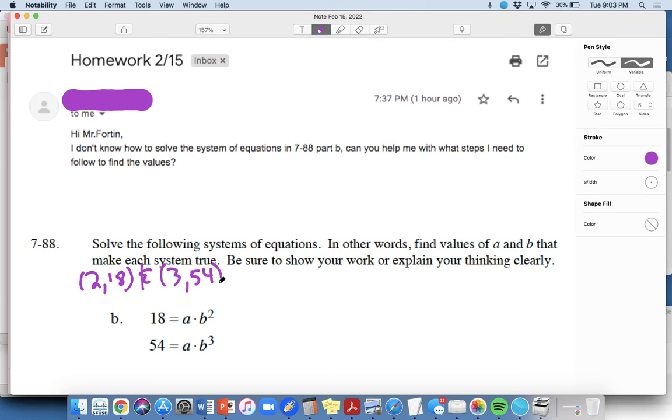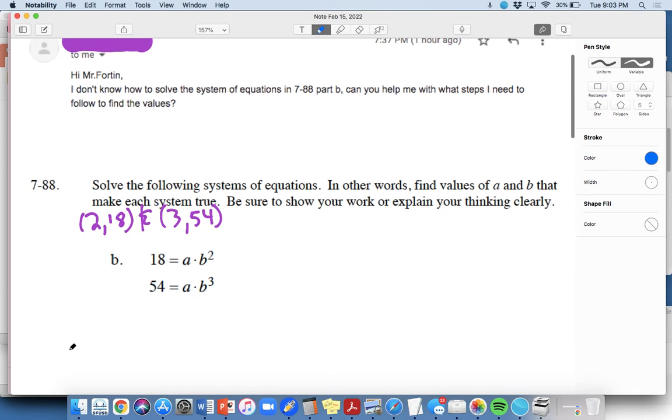Now we're going to have another day of curve fitting. That's right, another curve fitting lesson. We'll do that on Thursday. And yeah, given 2 points, you can figure out what the exponential function would be, right?